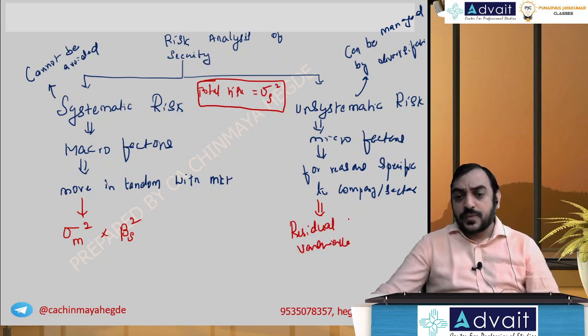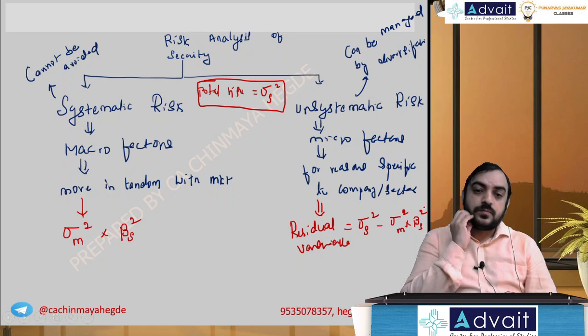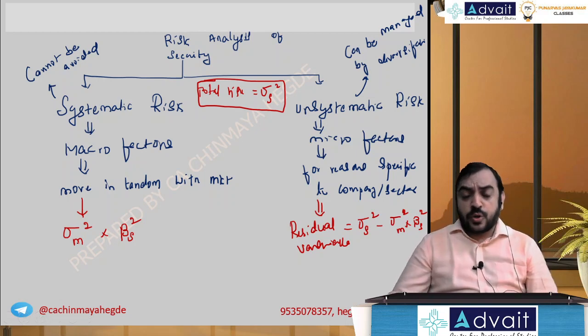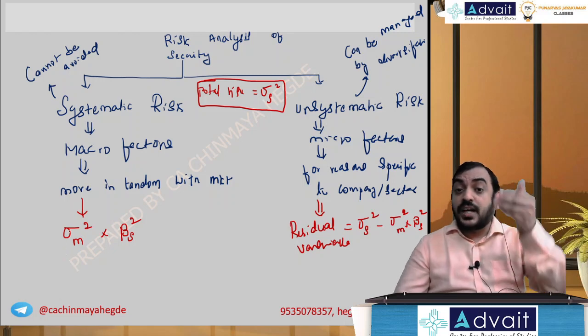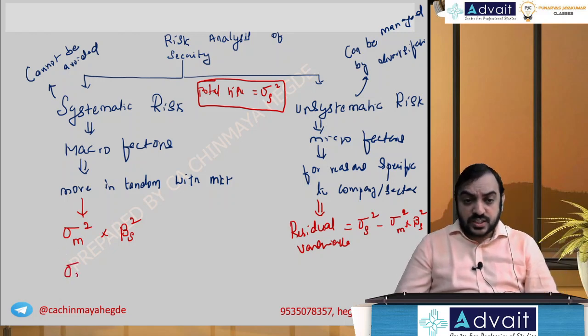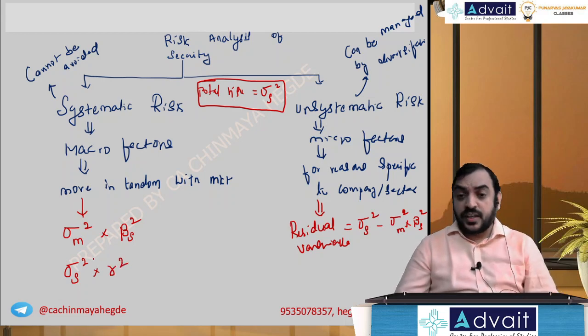Basically the balancing figure is sigma s square. This is total risk that you calculated minus systematic risk, sigma m square multiplied by beta s square. And we have one more formula also. We use something called the coefficient of determination, that's called r square. So systematic risk is sigma s square multiplied by r square, the coefficient of determination, and unsystematic risk is sigma s square into 1 minus r square.